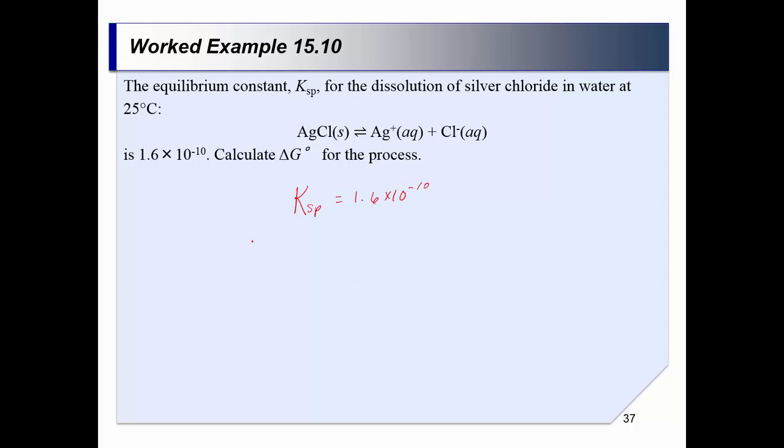But we are told that K is 1.6 times 10 to the negative 10. And we're asked to calculate delta G naught. Now remember, delta G naught is a negative RT ln K. I'm going to plug my K in here. My R is going to be 8.314 times 10 to the negative third kilojoules per K mole.